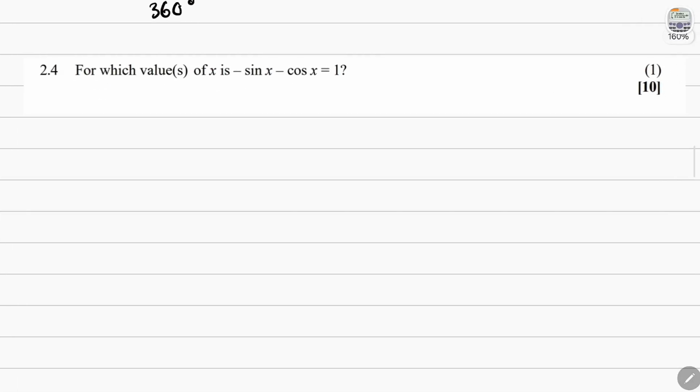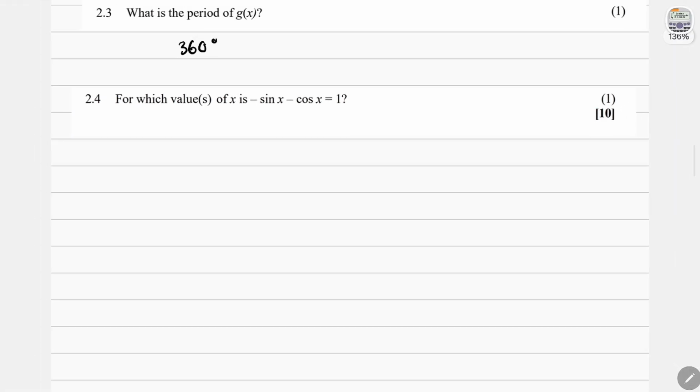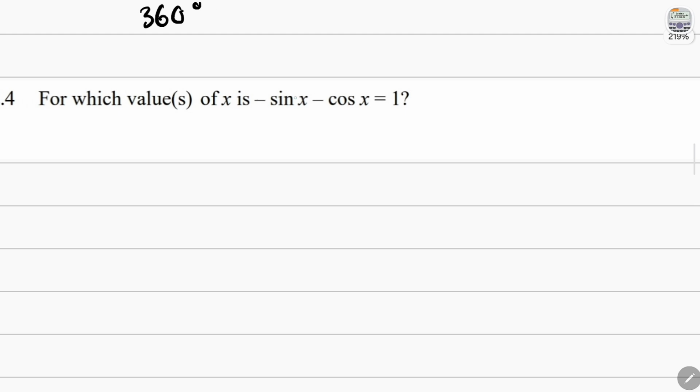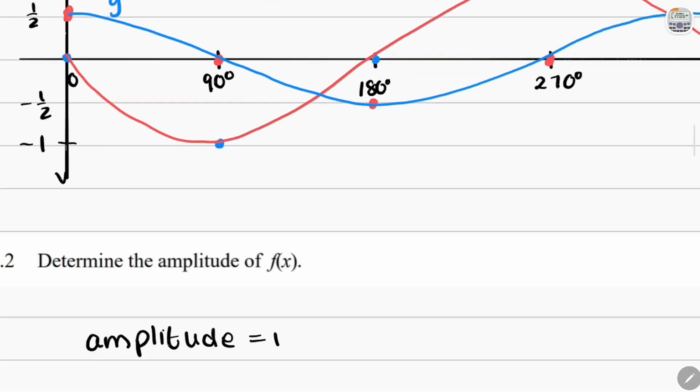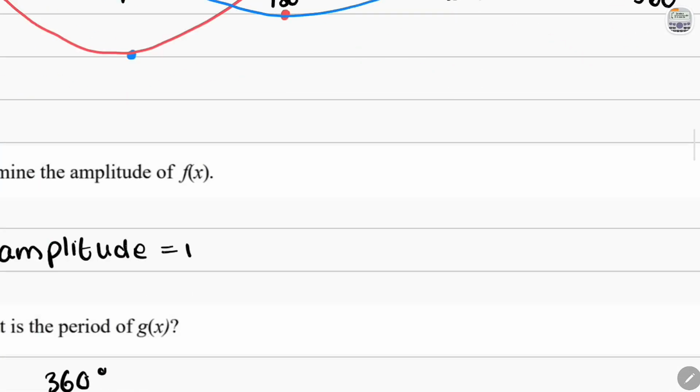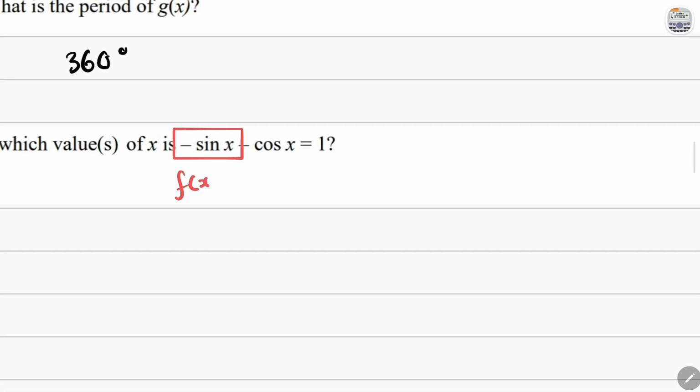Question 2.4 says, for which value or values of x is negative sine x minus cos x equal to 1? Okay, grade 10s, this is the last question. They wouldn't all of a sudden introduce brand new graphs. The graphs will have something to do with the graphs you already had. So look at what they're saying. They said negative sine x, but we know this is the graph of f. Negative sine x is what we already had, so that is this function over here, f. So they're really saying f of x and then minus cos x.